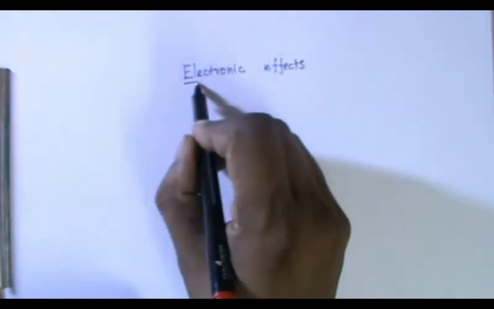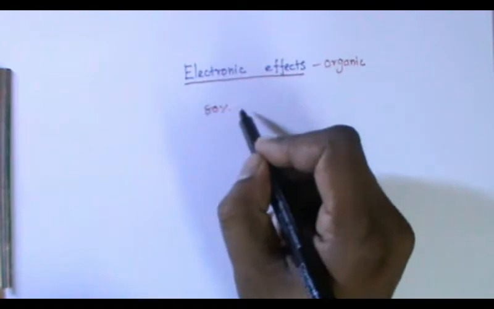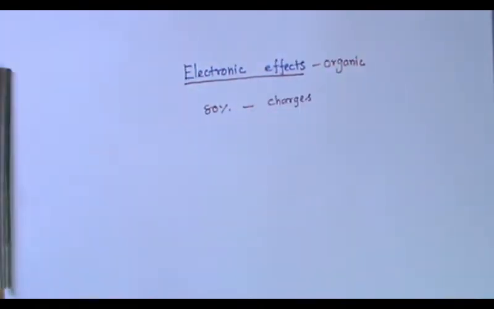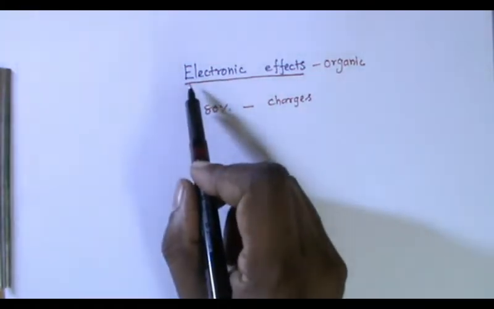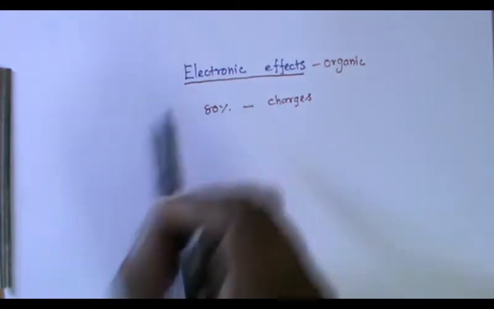In this video, we are going to discuss the electronic effects in organic chemistry. You may know that around 80% of organic reactions involve charges. There will be positive and negative charge, and they will combine together to give the product. So it is very important to know where the minus charge and plus charge will be present and what will be the effect. That is nothing but electronic effect.